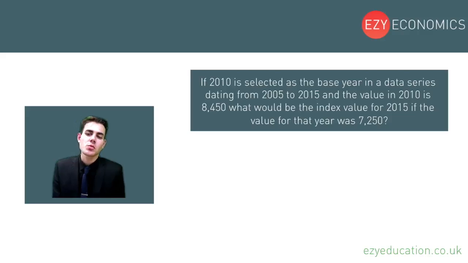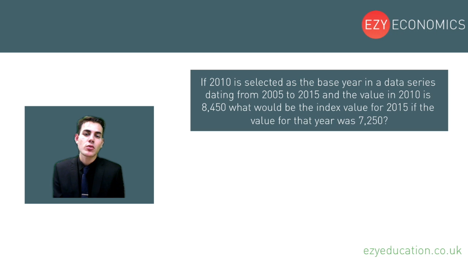Okay, so in this question we were told if 2010 was selected as the base year in a data series dating from 2005 to 2015 and the value in 2010 was 8,450, what would be the index value for 2015 if the value for that year was 7,250? So this question was all about calculating index numbers.